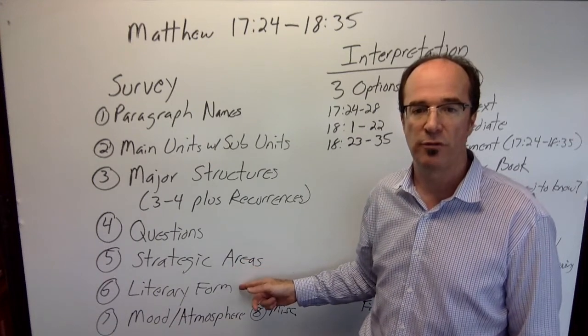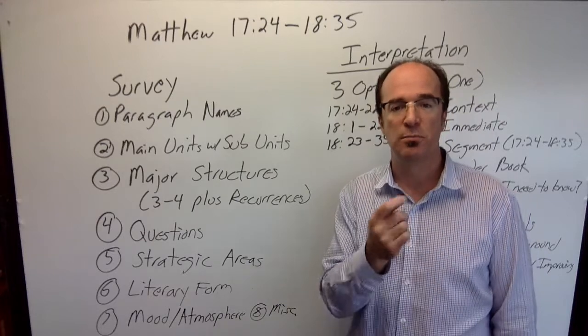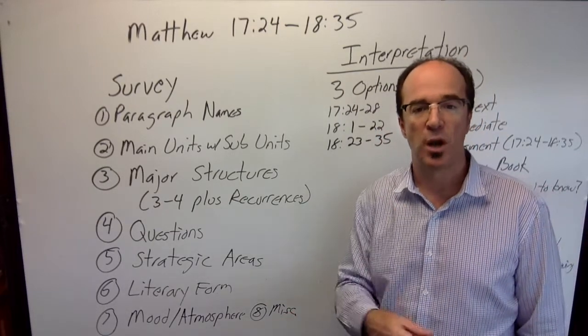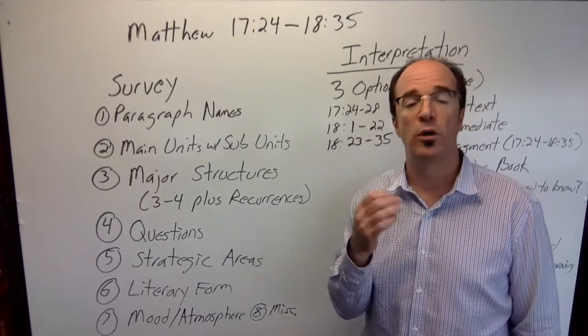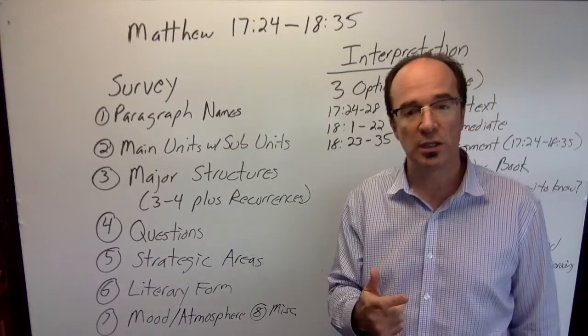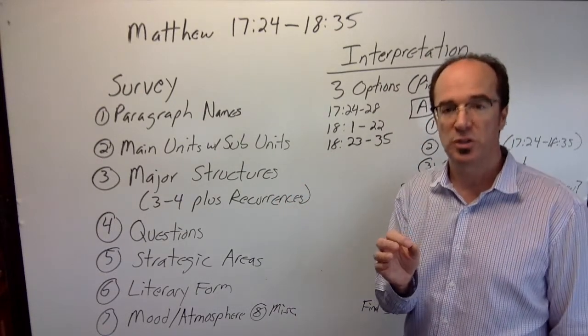List out the literary form. Say a quick description using some adjectives to give a sense of the mood or atmosphere. And then you can include in other major impressions or miscellaneous things that you don't want to forget about from your survey. So that's the survey. Again, you're going to have to work quickly on the survey to save sufficient time to do the interpretation.